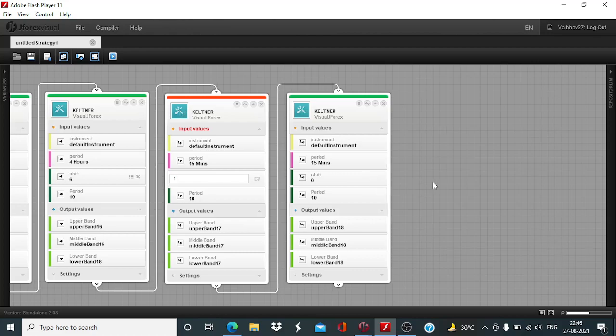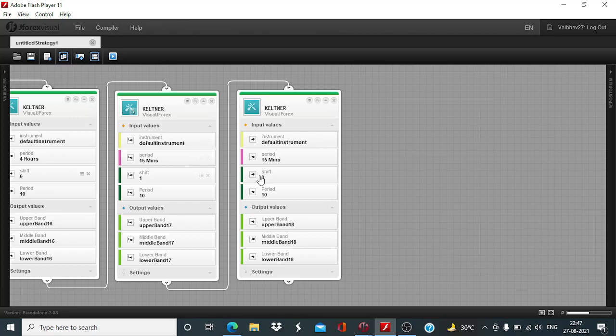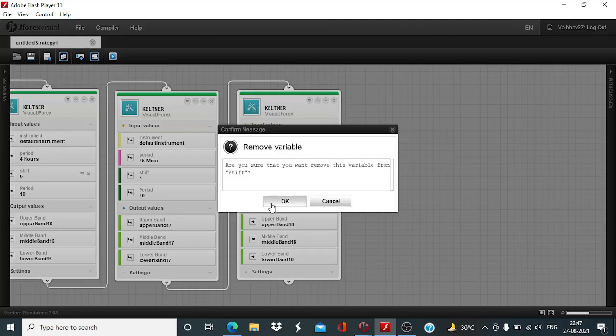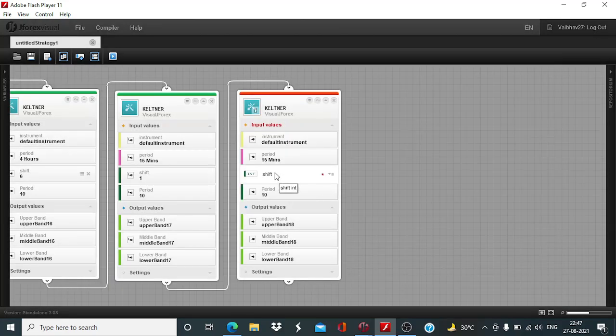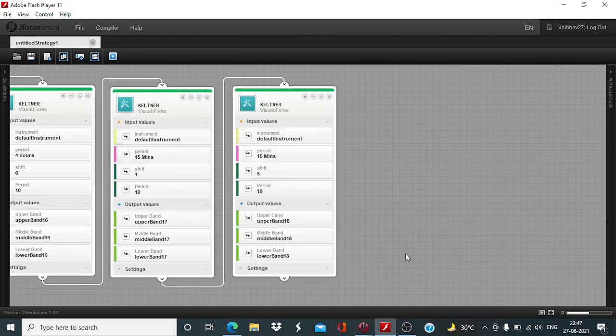So last 15 minutes output value for Keltner channel will be compared to the value with time interval of 1 hour. So we have to take 5. So there will be interval of 4 blocks of 15 minutes each between these two Keltner channel output values.